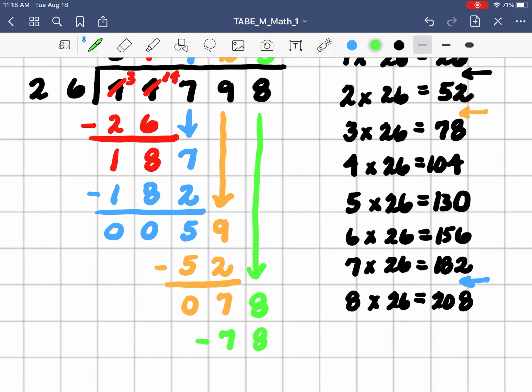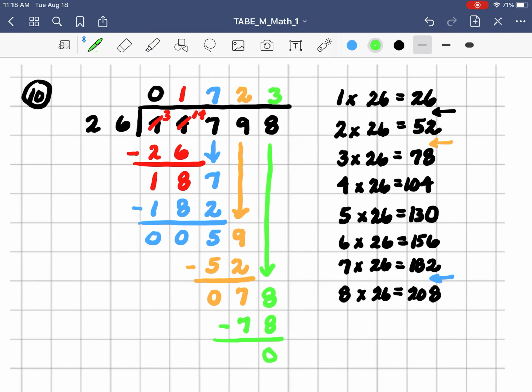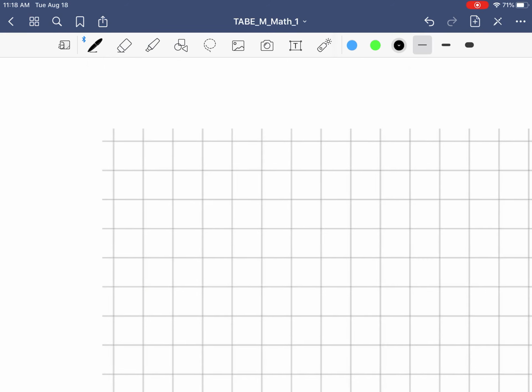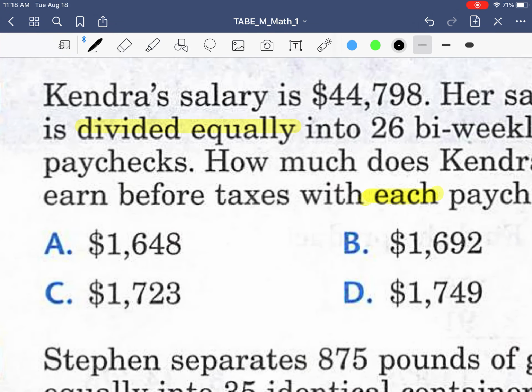This is long, long division. So this is telling me that she makes $1,723 every 2 weeks, bi-weekly. 1,723. So let's go back to our problem. I have to remember it till I get there. There we go. And we're going to go with option C.